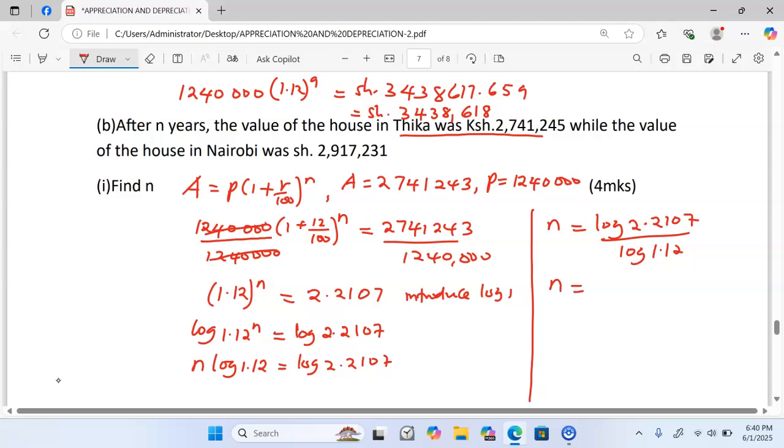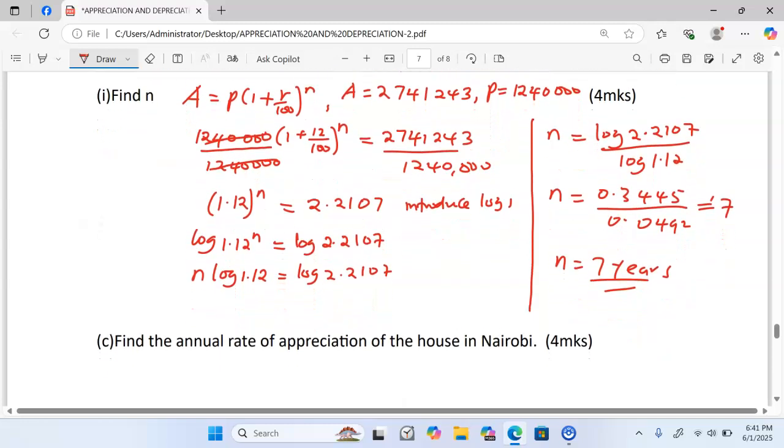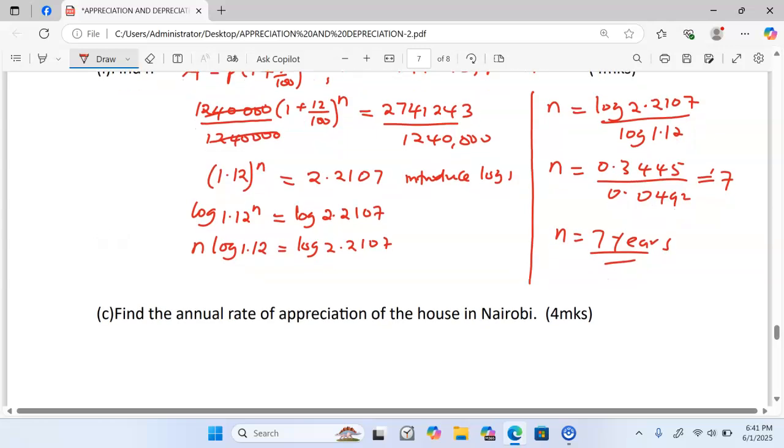n will be equivalent to the log of 2.2107, which is 0.3445, divided by the log of 1.12, which is 0.0492, which is going to give us exactly 7, and therefore the value of n is going to be 7 years. That is the answer to part B, Roman 1, where we were supposed to find the value of n.